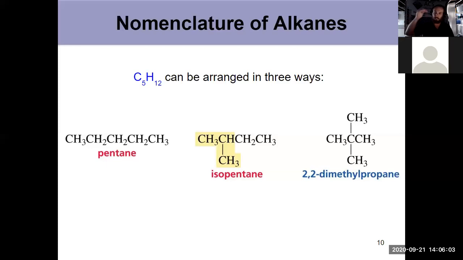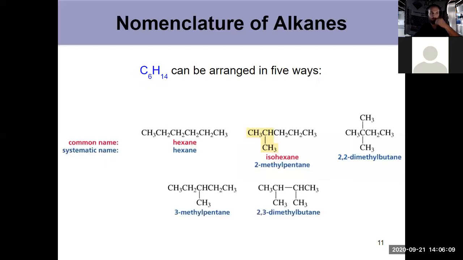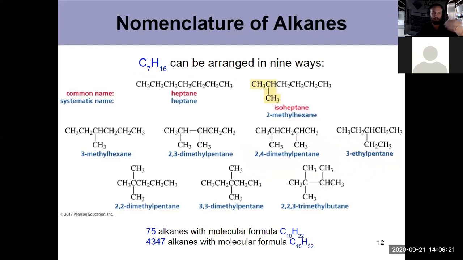As you continue to grow these molecules, there are more and more ways that you can put them together. If I go to hexane, that's one isomer of C6H14, but there are 5 total isomers of hexane. If I go to 7 carbons, now there are 9 different ways that I can arrange that. If I go to 10 carbons, there are 75 different compounds that I could make. If I go to 15 carbons, only 15 carbons can make more than 4,000 different isomers. So there's this huge exponential jump, and it would be ridiculous to give them all a unique name.